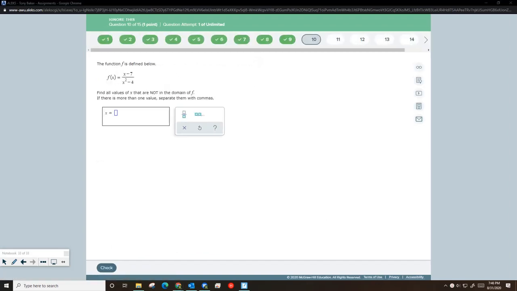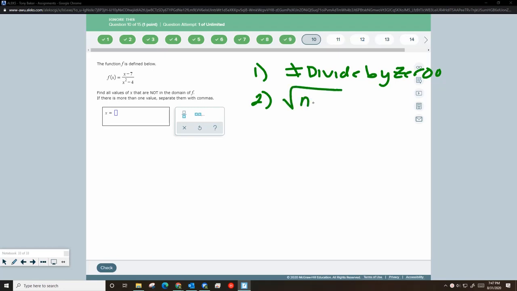Okay, the next 5 problems are all going to be evaluating the domains. When we're looking at the domains, there are 3 domain restrictions that we're going to be focused on. The first one is you cannot divide by 0. The second one is I cannot take an even root of a negative number. So no negative numbers.